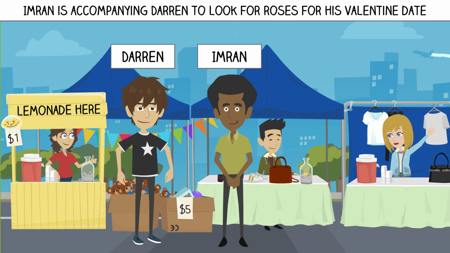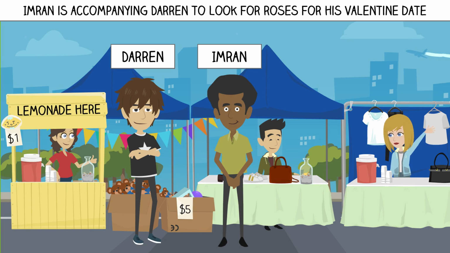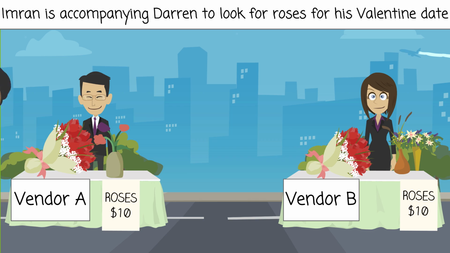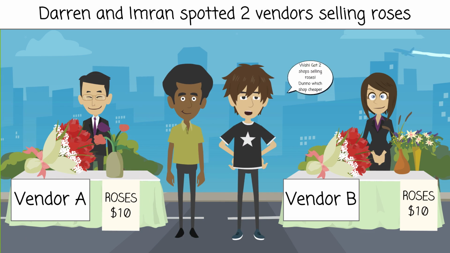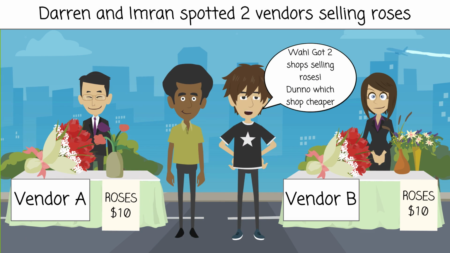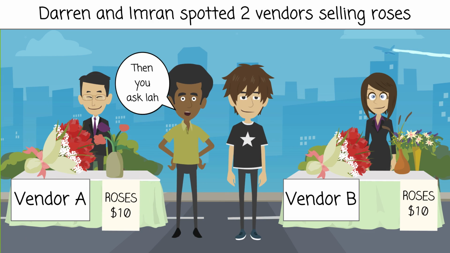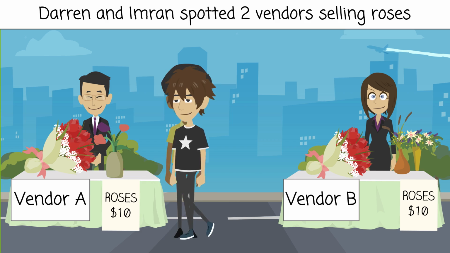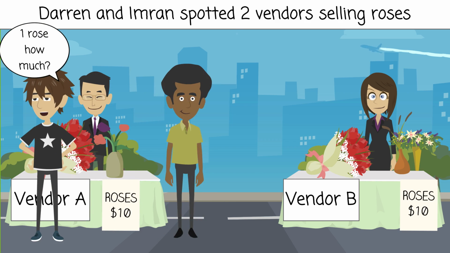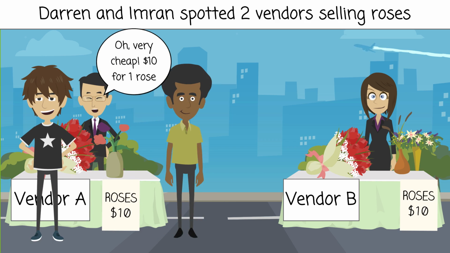Aaron is accompanying Darren to look for roses for his date on Valentine's Day. Wah. Got two shops selling roses. Dunno which shop cheaper. Then you ask la. One rose how much? Oh, very cheap, $10 for one rose.